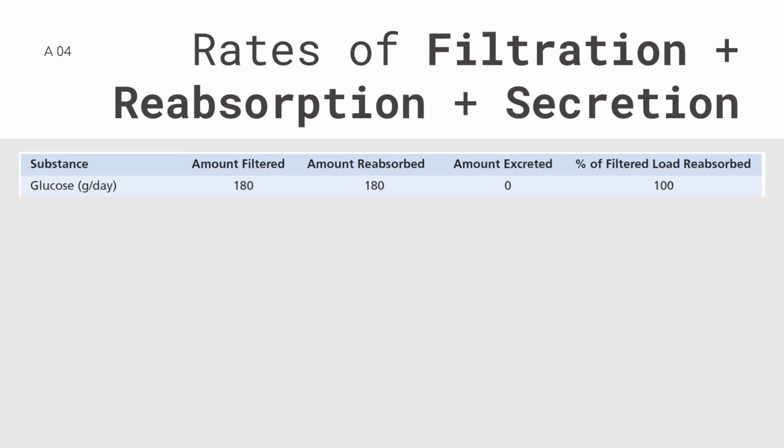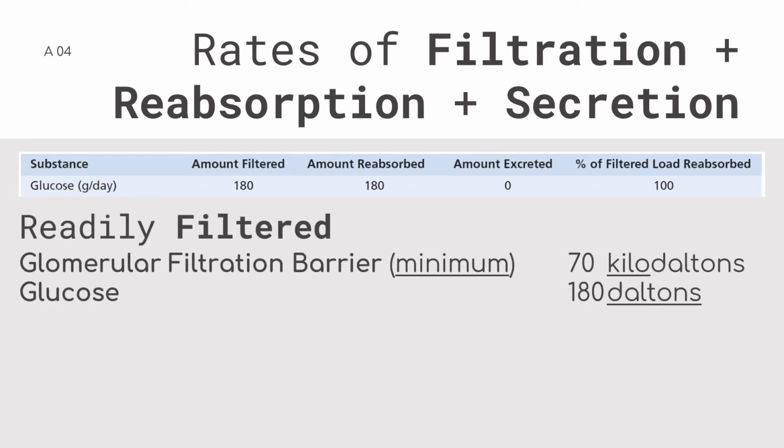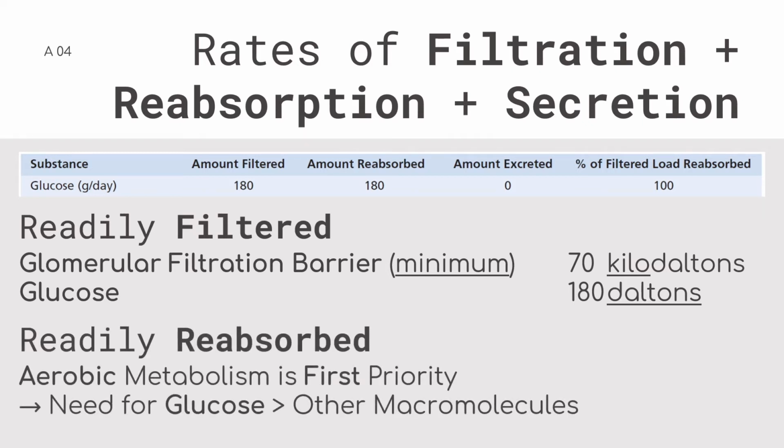Check out glucose, for example. Remember that the glomerular filtration barrier's minimum threshold is 70 kilodaltons of molecular weight. Glucose is ridiculously small, only at 180 daltons, hence readily filtered. But it's gravely needed by the body, the first priority macromolecule to be catabolized for the body's energy needs, in fact. And thus, it is to no surprise that in normal cases, all of glucose is reabsorbed back to the bloodstream.